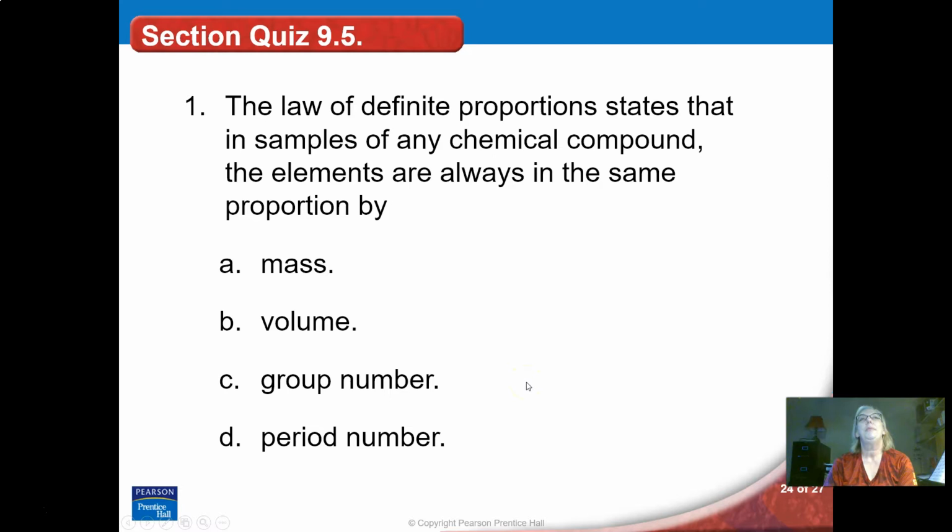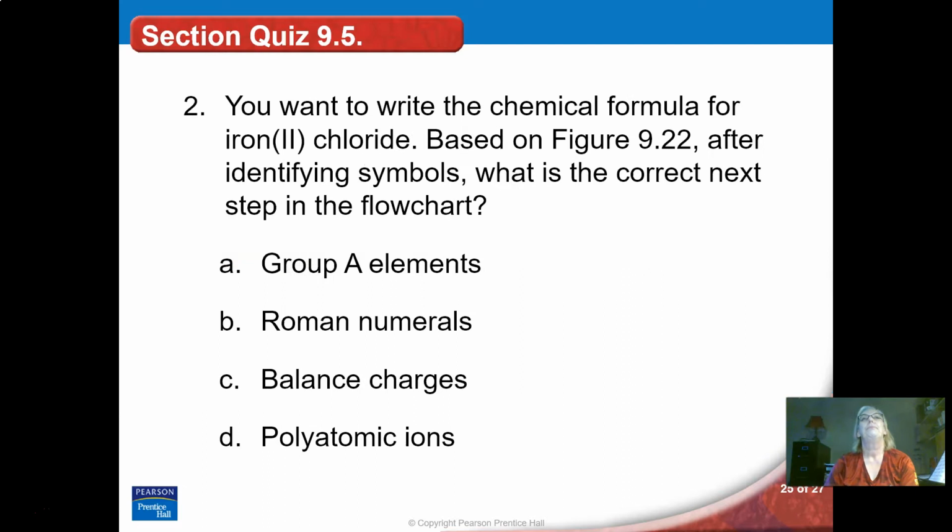So what does the law of definite proportion say? It's by mass in this one, like H2O, 2 grams of hydrogen, 16 grams of oxygen. It's always that ratio. So you want to write iron(II) chloride. What do you think you need to know about that? We're going to need to have those Roman numerals because we have this here. That means the iron has a +2 charge.